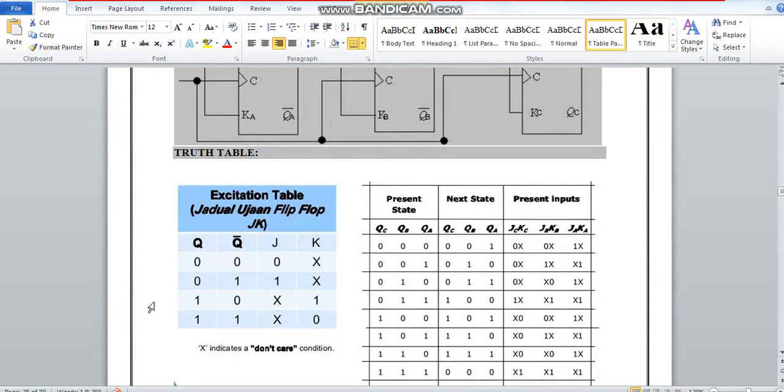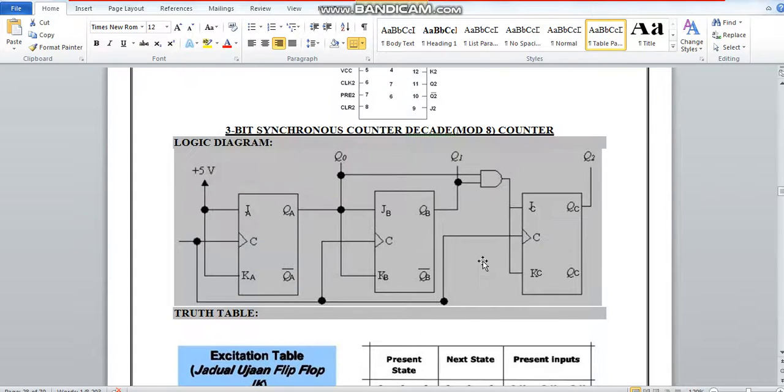So that is one thing you have to understand. You can see here, this is my excitation table of JK flip-flop. Now this is my present state and the next state. This is a modulo 8 counter. I am going to design a 3-bit counter.